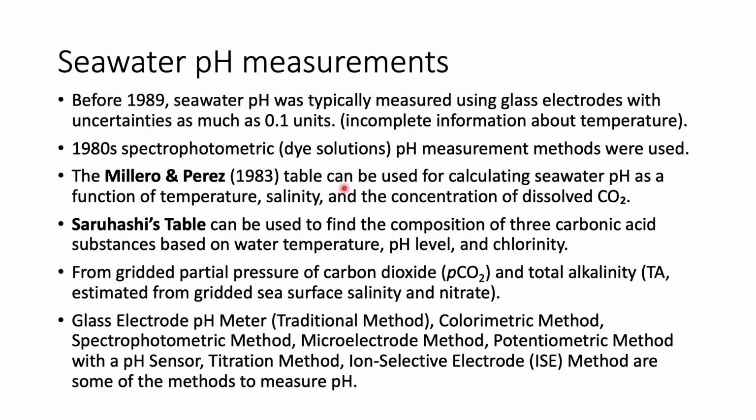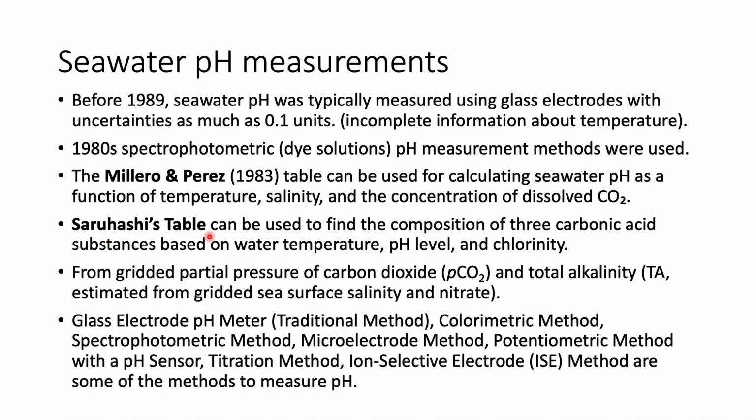The Millero and Perez table can be used for calculating seawater pH as a function of temperature, salinity and the concentration of dissolved CO2. So this table is one better method of understanding seawater pH measurement. Another one is Tsuruhashi's table. Using this table, we can also use the three carbonic acid substances that we have seen earlier, based on water temperature, pH level and chlorinity. Carbon dioxide is very crucial for change of seawater pH, and that also leads to ocean acidification. So all these things are interrelated.